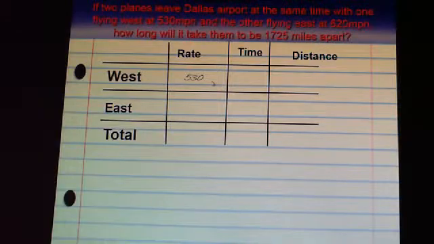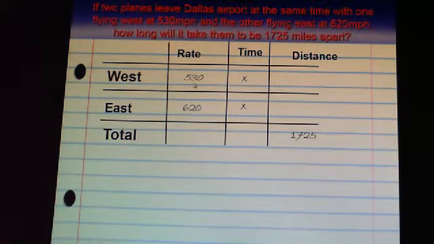The one that was going west was going 530 miles per hour. The one that was flying east was flying at 620 miles per hour. How long will it take them to be 1725 miles apart? Their time has to be the same because they started at the same time. That means they have to end at the same time. And 1725 is how far apart we want them to be.